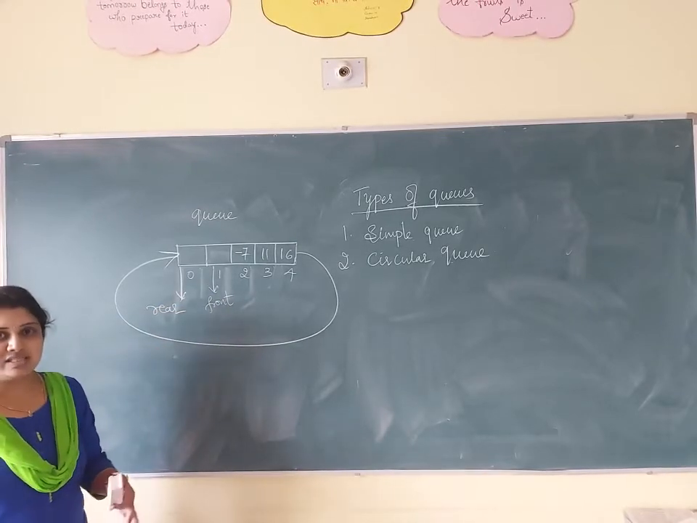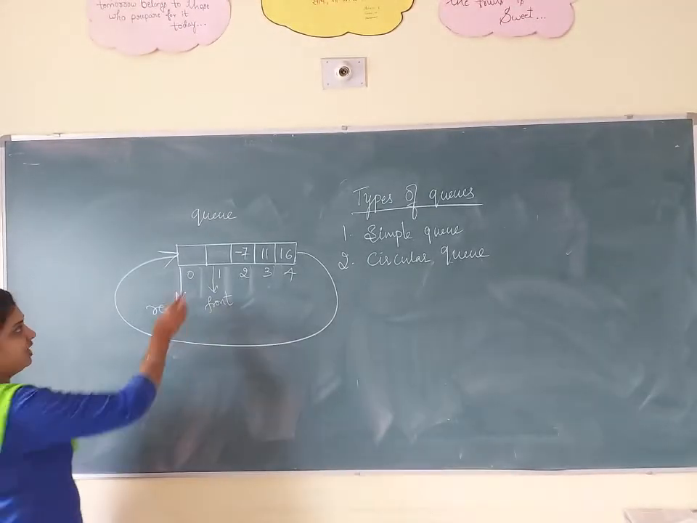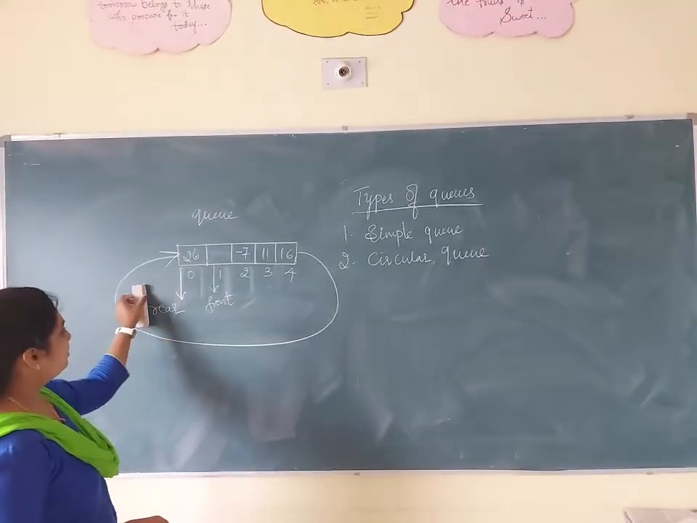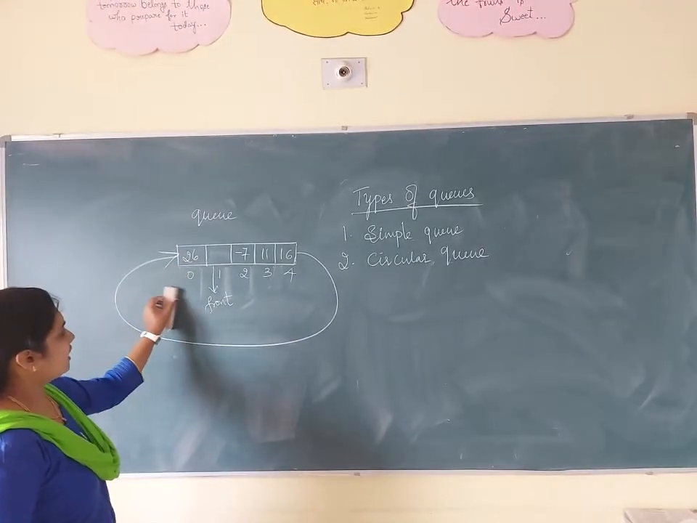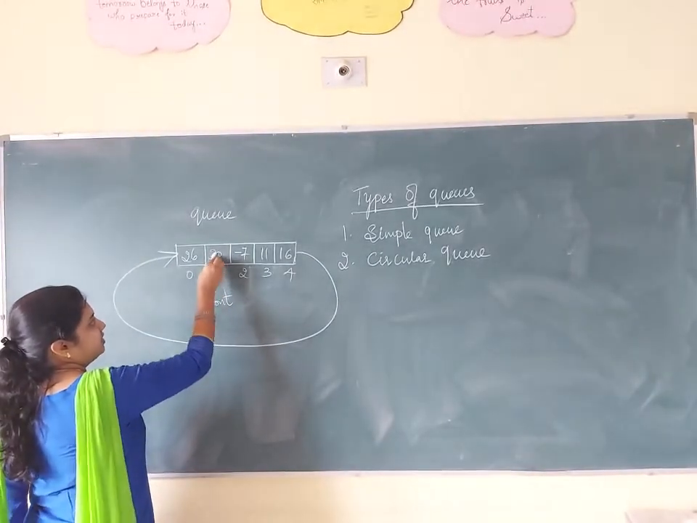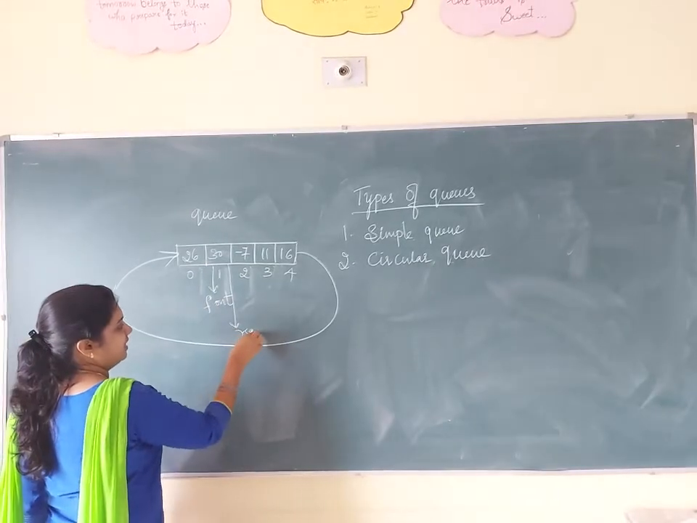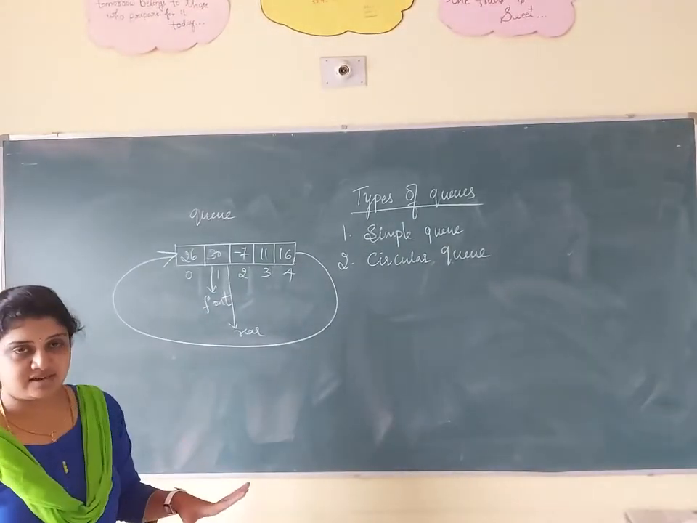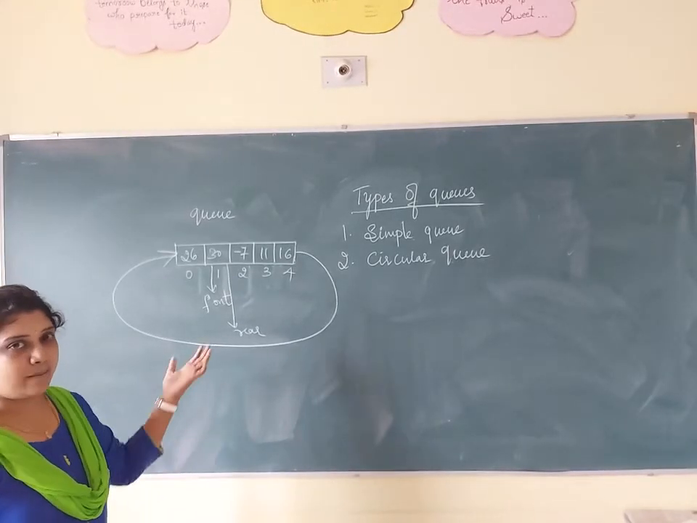Again, if you want to insert any data item, you can insert 26. Again, one more item I want to insert. Yes, I can insert 30, but you have to increment what? Rear end. So here in simple queue, the memory will be wasted, or some other value will come and store there.